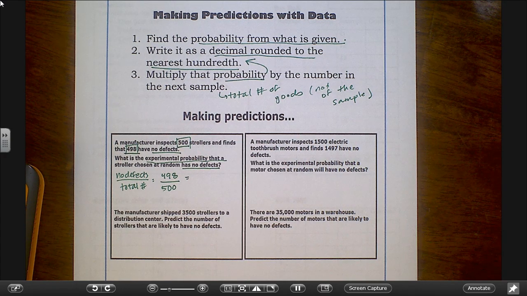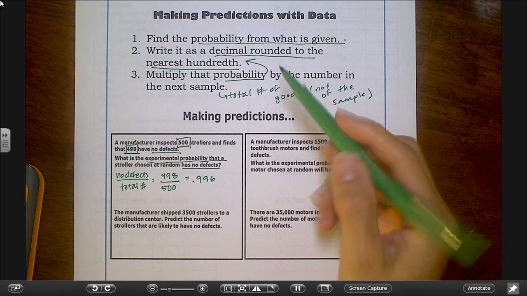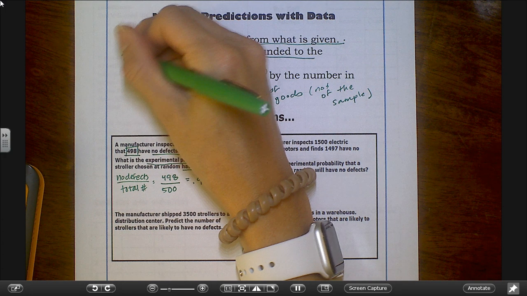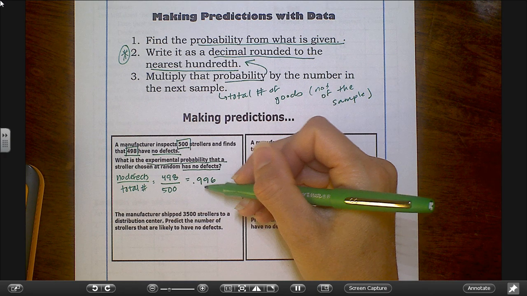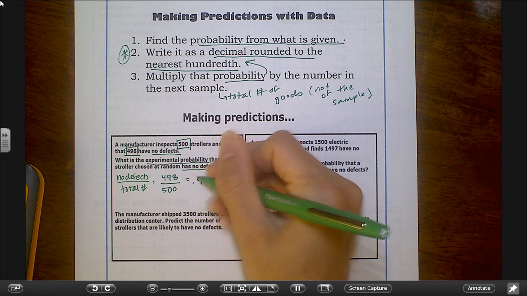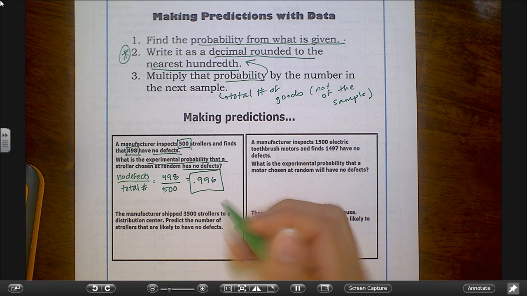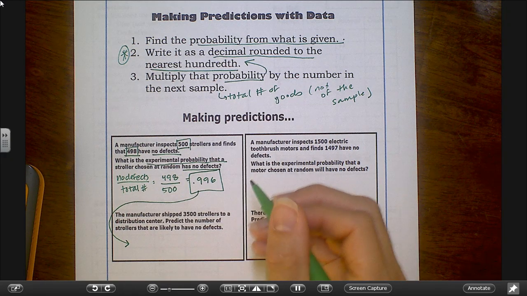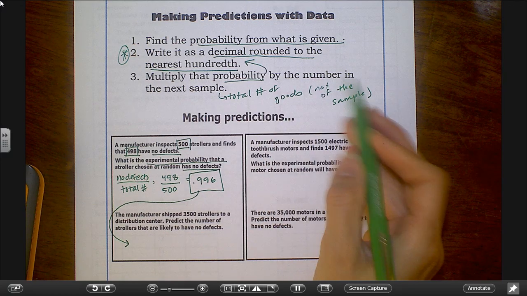All right, so if I do 498 divided by 500 in my calculator, I get 0.996. And I have to fly in the face already of number 2, because if I do round that to the nearest hundredth, I'll actually round it to 100%. So I don't want to do that. So I'm just going to keep it the way it is. Okay, so pretend I didn't say number 2. So 0.996, I use that, and I multiply this probability, this 0.996, by the number in the next sample.